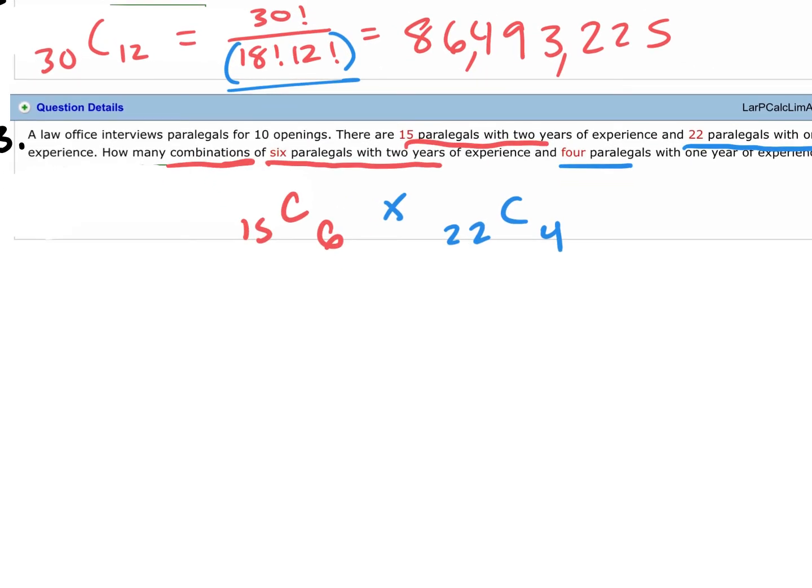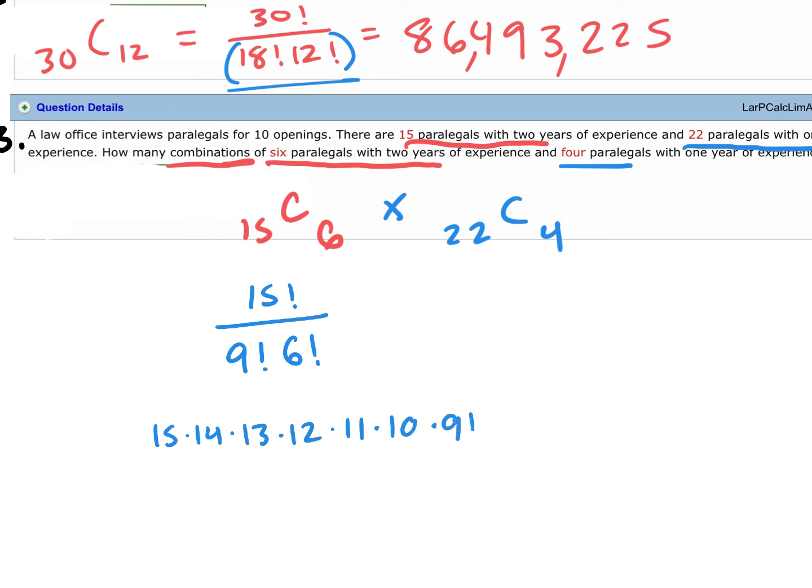So I find the combination of 15 and 6. So that would be 15 factorial over 15 minus 6 factorial, so 9 factorial times 6 factorial. So 15 times 14 times 13 times 12 times 11 times 10 times 9 factorial. That'll cancel out with the 9 factorial on the bottom. And then I have 6 times 5 times 4 times 3 times 2 times 1.